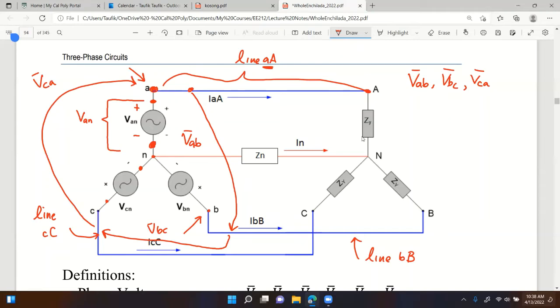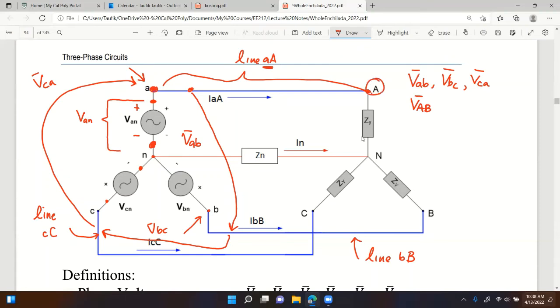Is that clear now? That's why it's called line to line, because it's the voltage that appears across two lines, A to B, B to C, and C to A. Can you give me one example of another line-to-line voltage here from the circuit? Anybody? Besides the three that I've already listed, can you name another one from the circuit? V capital A capital B. That's correct. Very good.